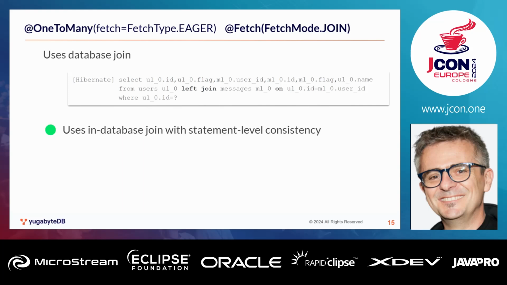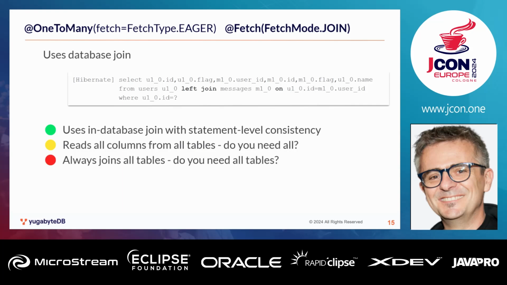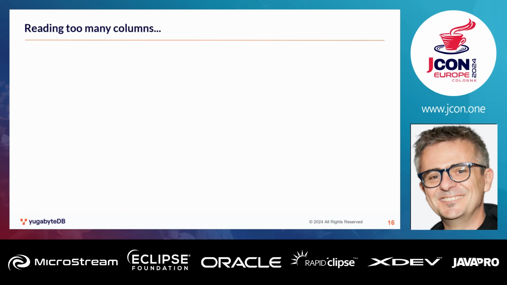But then the fetch type switches to eager, even if you do not mention it, because if you join, you read everything at the time. So that's the first problem. So you solved the consistency, because per statement it is consistent even if you use the read committed default isolation level. But you read all columns from all tables, and that may be too much. So you want to reduce the number of round trips to the database, but maybe you read too much for that. And you don't always need all tables.